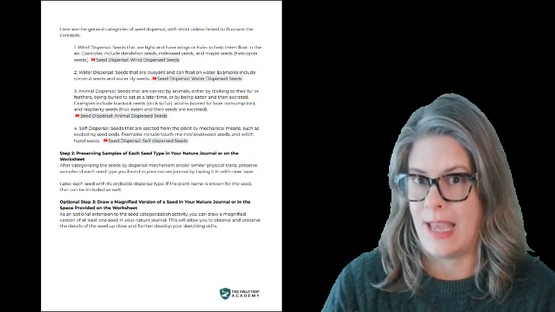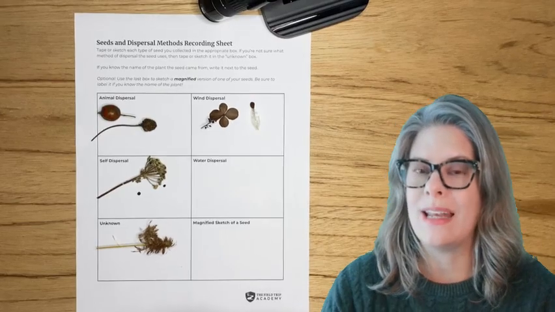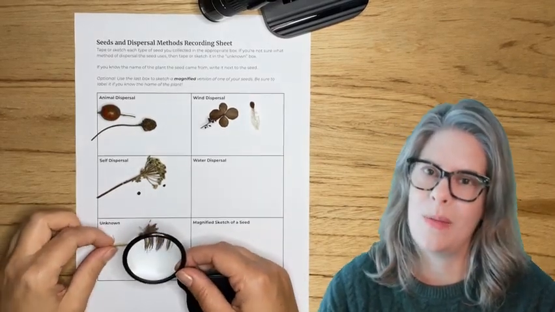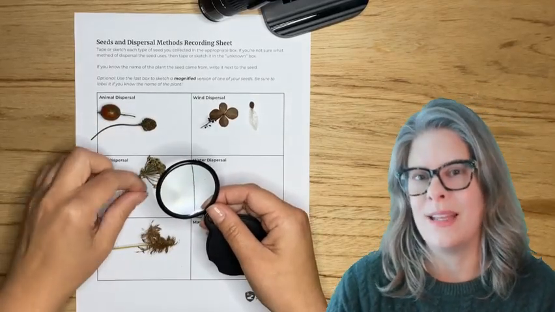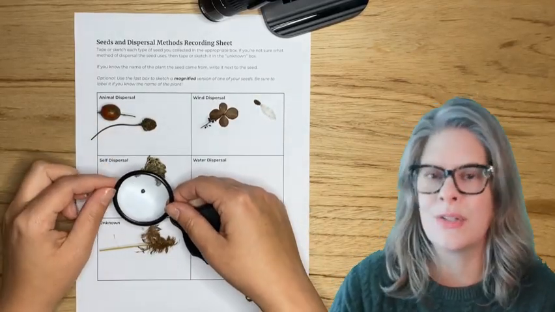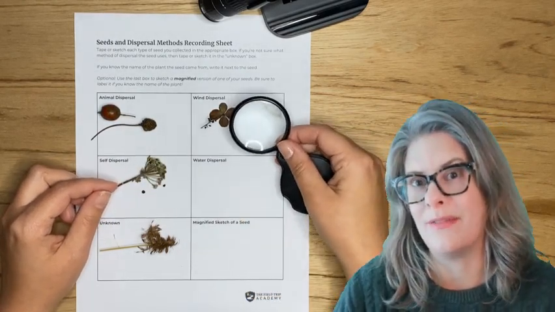Now, if you can classify your seeds by seed dispersal mechanisms, great. If you can't and it's just too overwhelming, you can use this activity to classify them in other ways. So size, colors, shapes, any other physical characteristics you can observe under magnification.